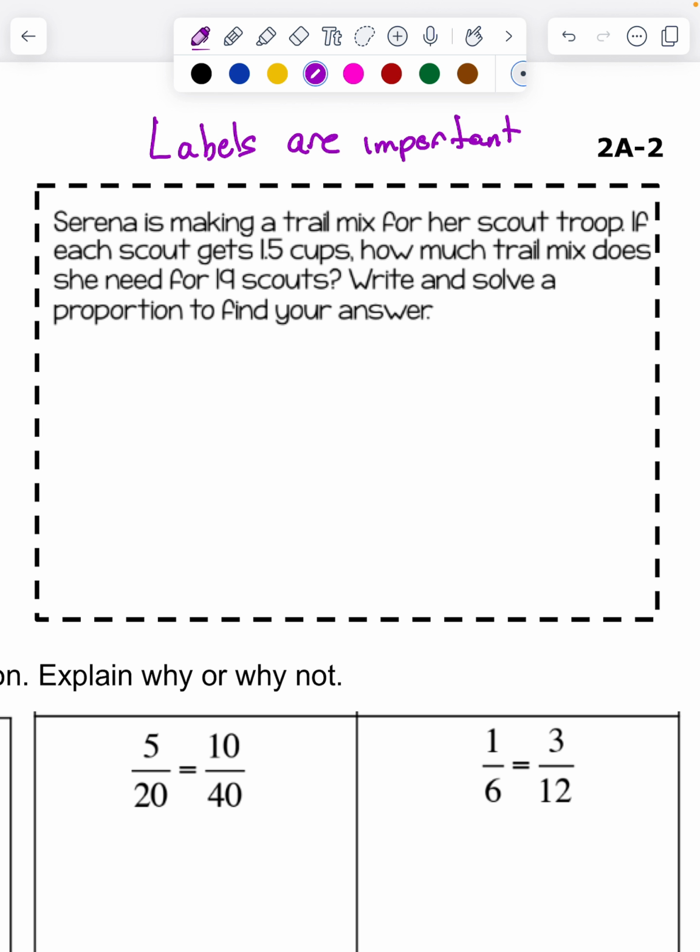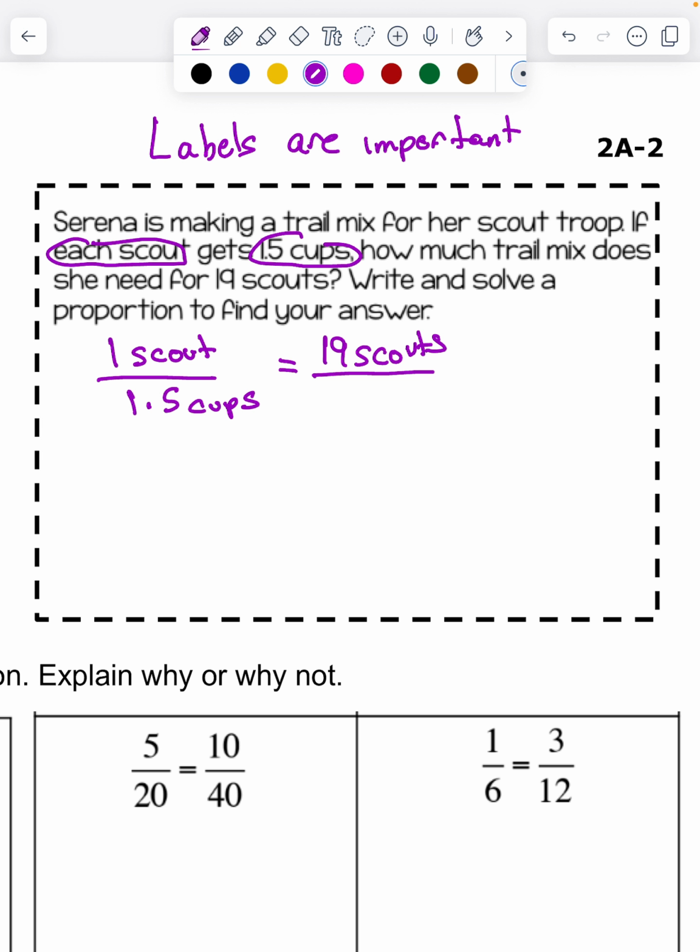So in this example, Serena is making trail mix for her scout troop. If each scout gets 1.5 cups, so one scout gets 1.5 cups, how much trail mix is for 19 scouts? I do know scouts. I do not know the cups. X cups.